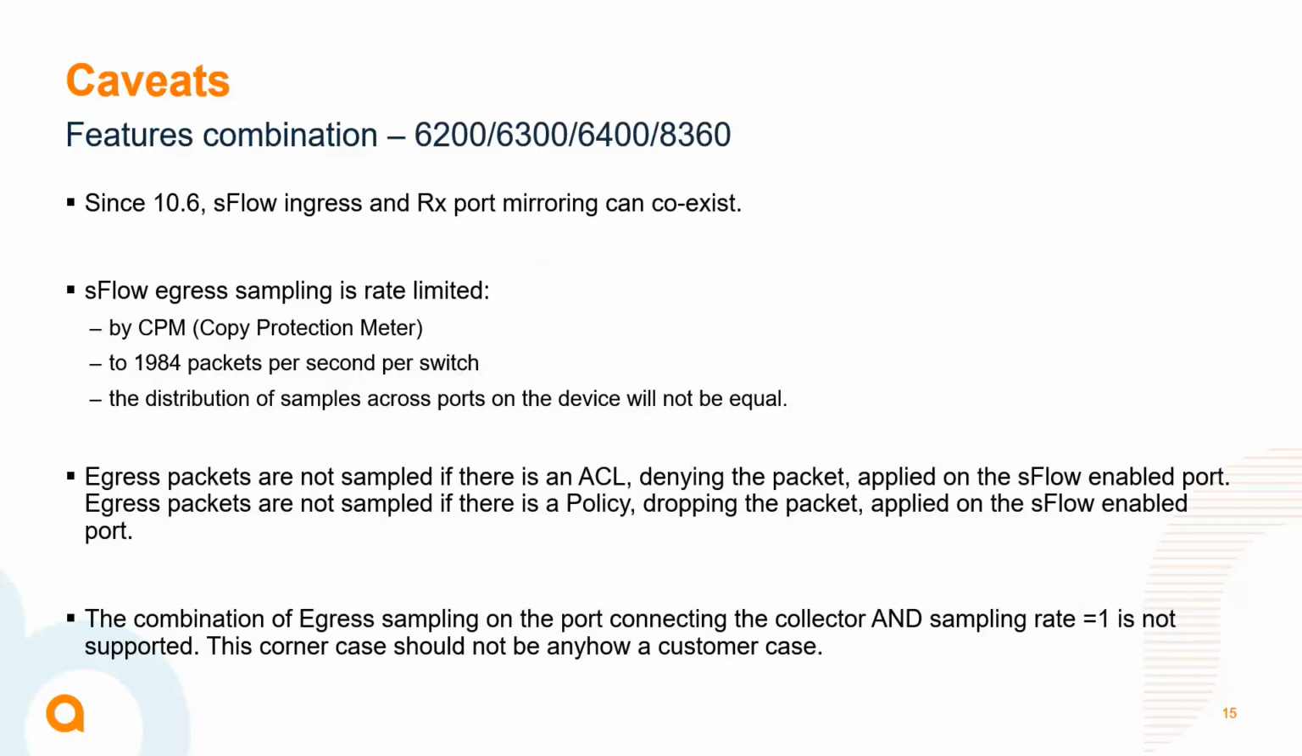The combination of egress sampling and the port connecting the collector. So this is a very niche corner case, but just to make sure that you have the information. If you connect a collector to a port on which you apply egress S-Flow, and you have a sampling rate that is 1, that is not going to work. So this is not supported at all. So that, again, should not be a customer use case.